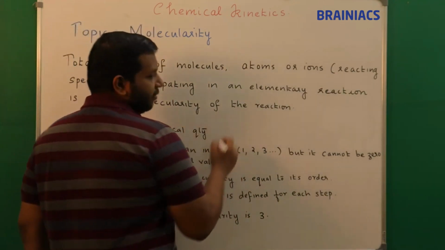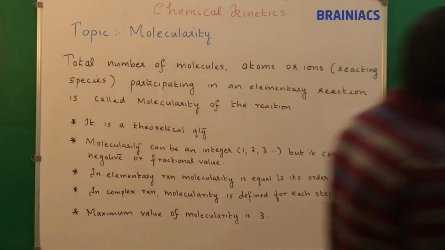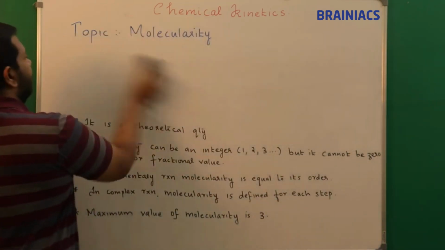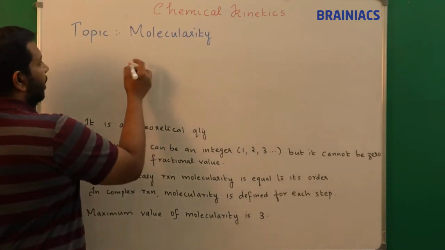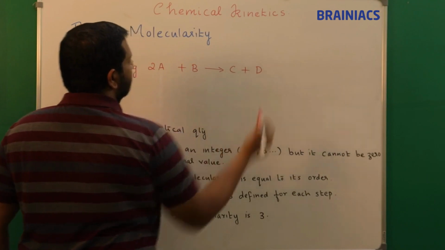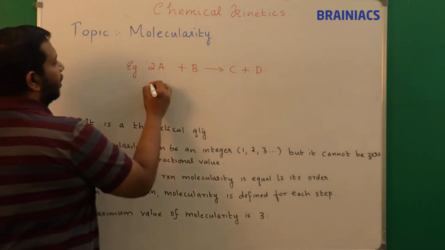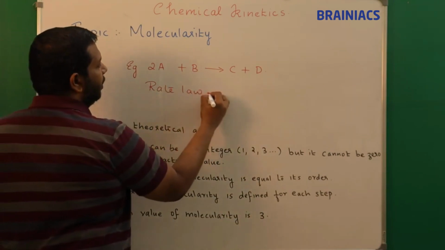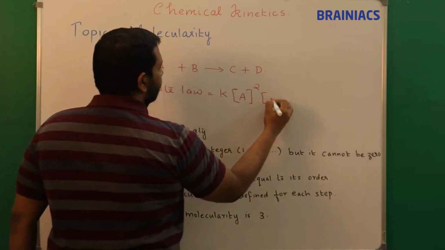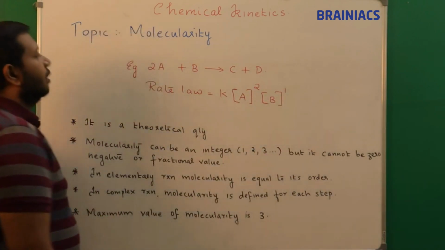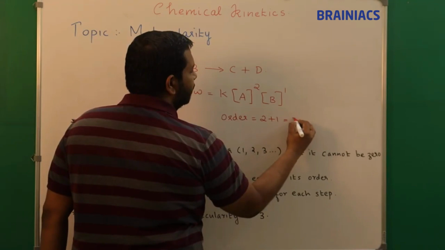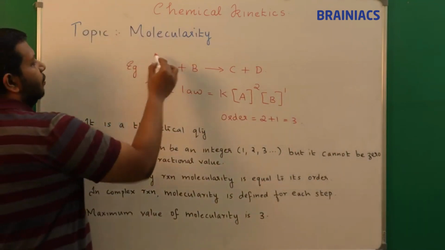Suppose you have an elementary reaction, for example like this. This is for your understanding, okay? Otherwise some students will have a doubt. So you have an elementary reaction like 2A plus B giving you C plus D. Now we know that since it is an elementary reaction, my rate law will be what? Rate law will be rate constant times concentration of A raised to the power 2 and concentration of B raised to the power 1. Correct? So the overall order will be equal to what? Overall order will be 2 plus 1, which is equal to 3. Now if you see, for me molecularity is what?